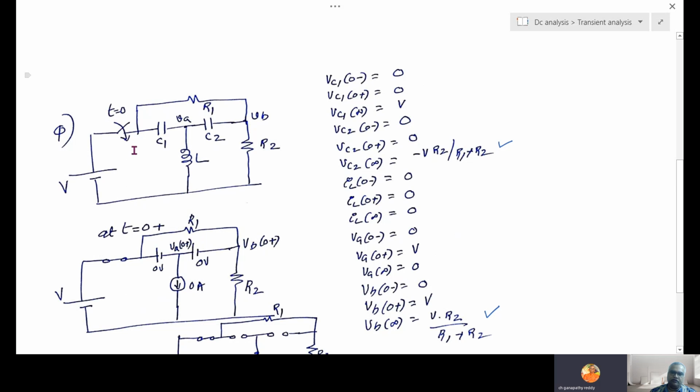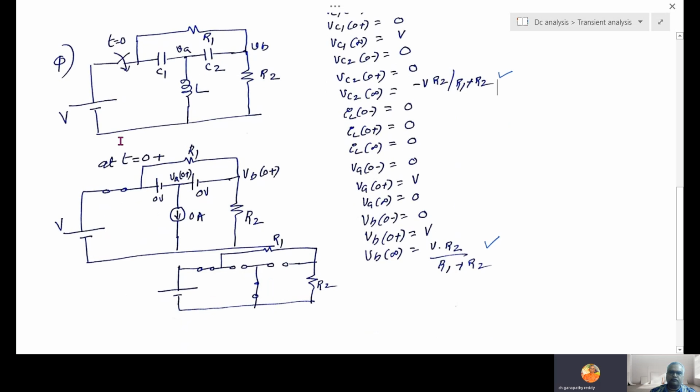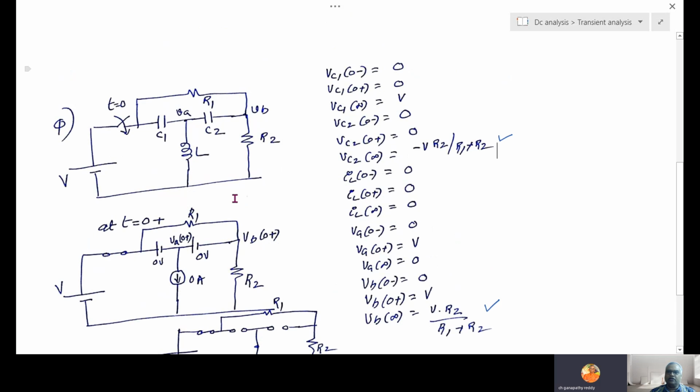Okay, switch closed at t equal to 0. So at 0 minus switch is open. When switch is open, what is voltage in C1? 0. What is voltage in C2? 0. What is current through inductor? 0. So straight away I am drawing the equivalent circuit at 0 plus. At 0 plus switch closed. C1 replaced with voltage source of 0 volt. Capacitor C2 replaced with voltage source of 0 volt. Inductor replaced with a current source of 0 amps. Right? Now you can answer these things.